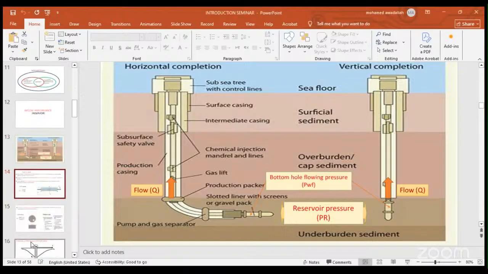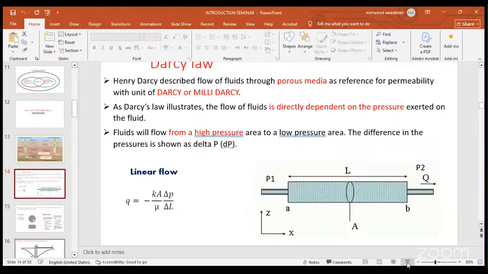Moving to the next slide. As we can see here, what describes the fluid flow through the porous media or through the reservoir? It is Darcy's law, or the Darcy equation. The Darcy equation describes the fluid that is moving inside a porous media. As we can see here, we have a porous media with two points, point A and point B. Point A is high pressure, point B is low pressure, L represents the distance, and A is the cross section of this porous media.